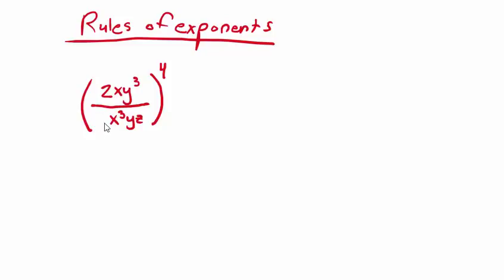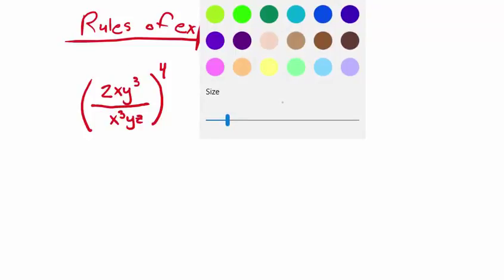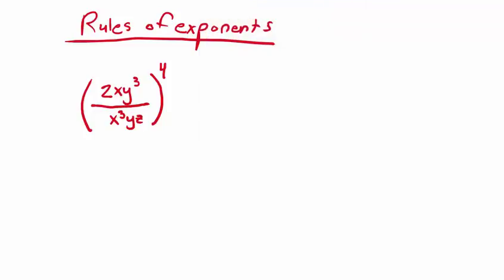Hey everybody, I've already done all the rules of exponents, but I wanted to do a hard problem to give you an example of what to do when you have a problem that's a little more complex than just multiplying with the same base or dividing with the same base. Here I have some big quotients, so these are being divided, and then all that's raised to the fourth power.